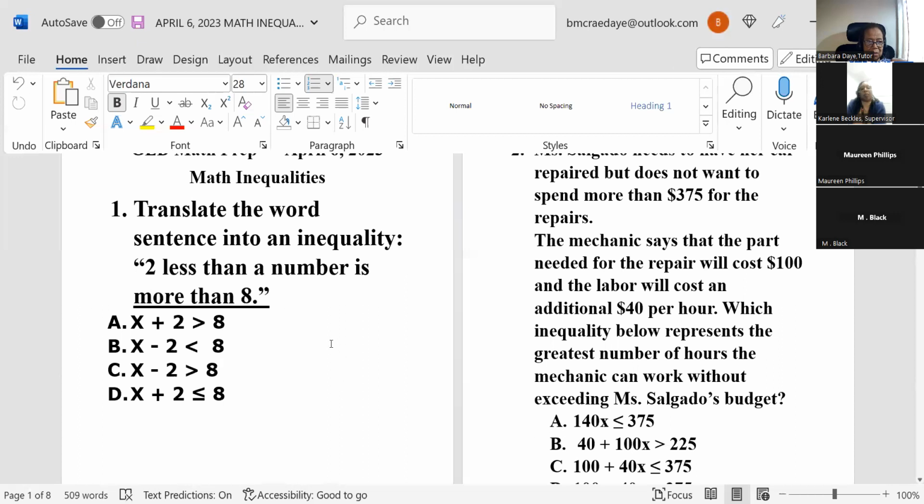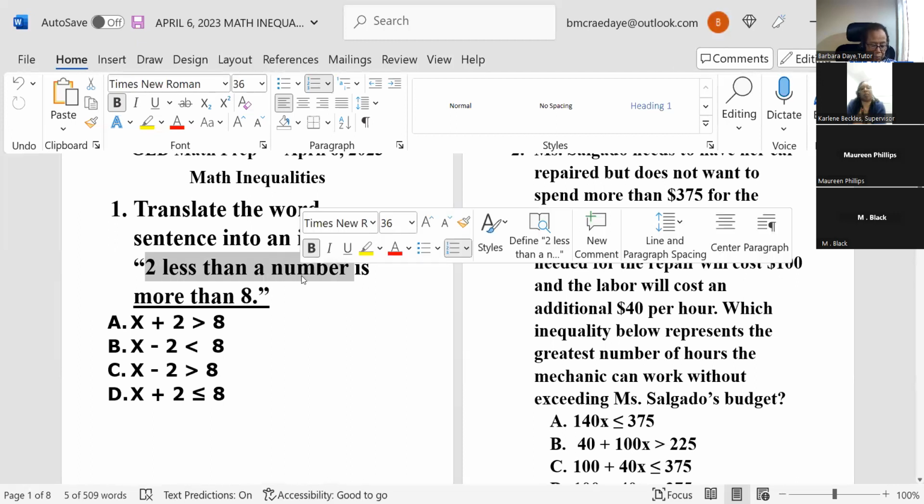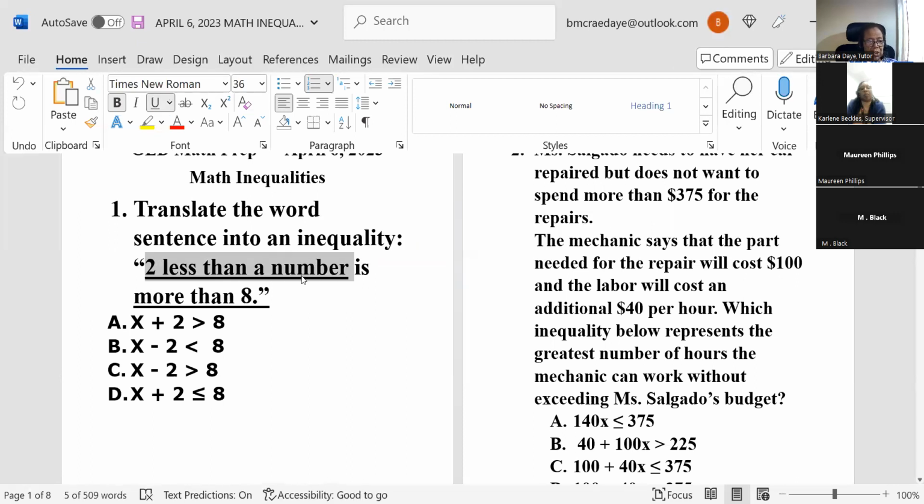Two less than a number. Yeah, we're just taking them one at a time. Two less than a number. Okay. Which one is 2 less than a number? A, B, C, or D? I'm still saying B. B and C. Yes, B and C are 2 less than a number.